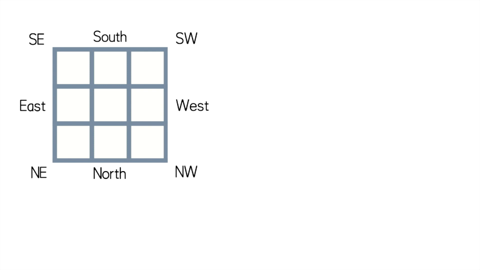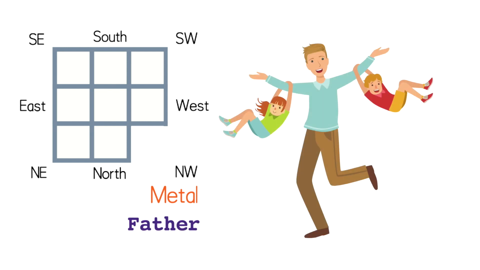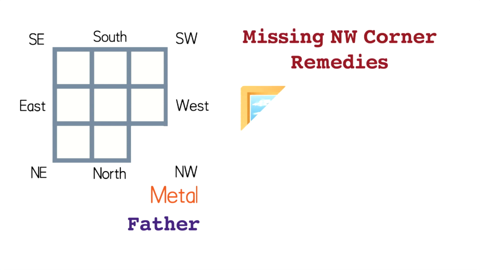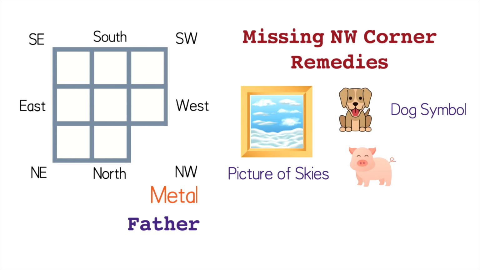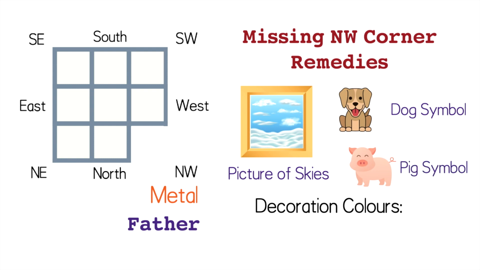And finally, if your house is missing the northwest corner, which also belongs to the metal element, a missing area in this direction is not good for the father of the family. As for the remedies, you can hang a picture or painting of skies in this direction, or you can place a symbol of a dog or pig towards this direction. The color of decoration should be gold, silver, or white.